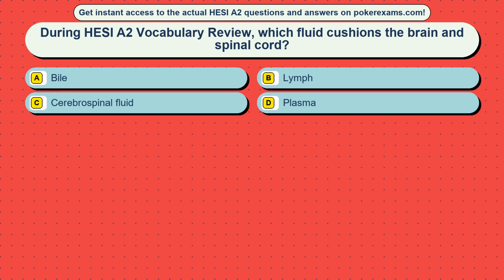Question 11. During HESI A2 Vocabulary Review, which fluid cushions the brain and spinal cord? Option A, bile. Option B, lymph. Option C, cerebrospinal fluid. Option D, plasma.